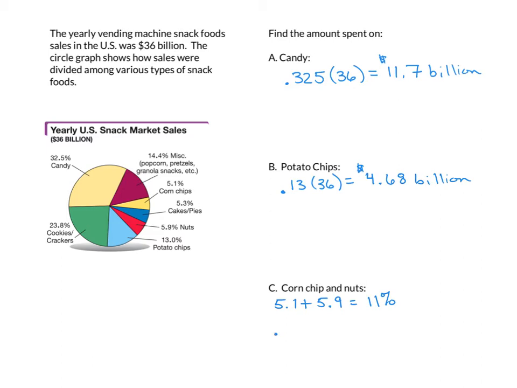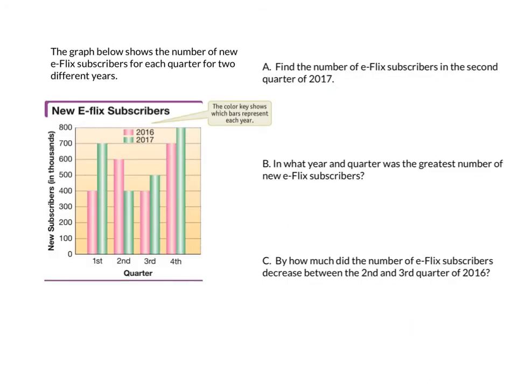So if we now go ahead and multiply our 11% as a decimal, which is 0.11, times our total, 36, we get 3.96 billion dollars is spent on corn chips and nuts. All right, those are our circle graphs. So let's go ahead and look at some bar graphs.